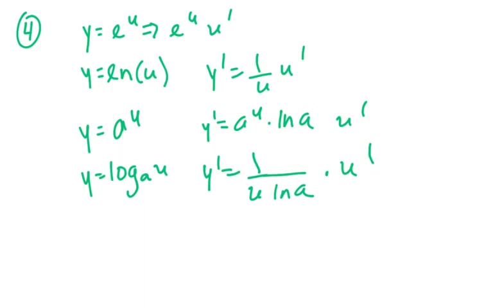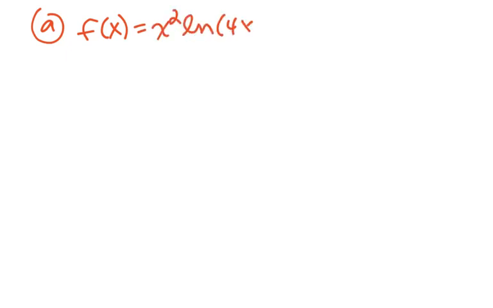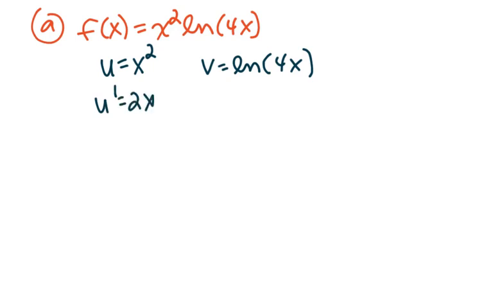So let's look at letter A. F of x is equal to x squared ln of 4x. U is x squared, v is ln of 4x. So u prime is 2x, and v prime is 1 over u times u prime. Now you may be saying, wait, what are you doing here? I didn't say it at first, but I'm doing product rule because it's x squared times ln 4x.